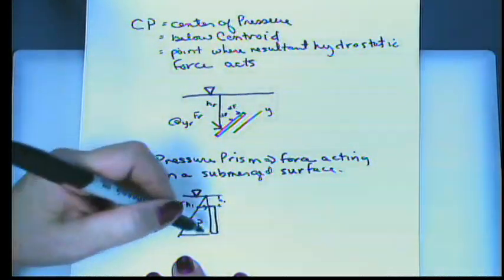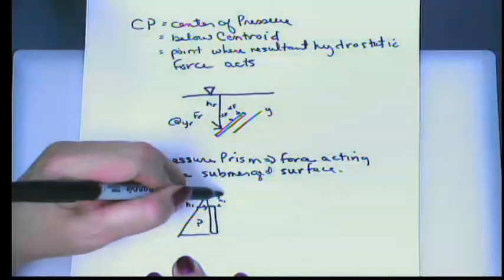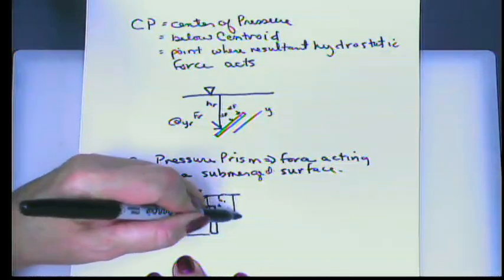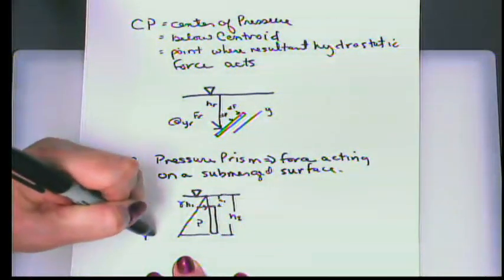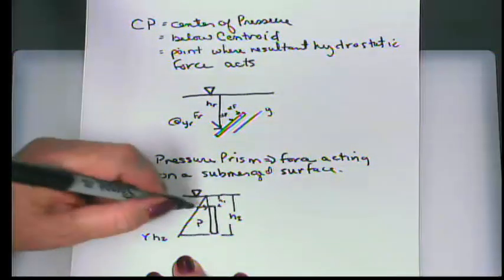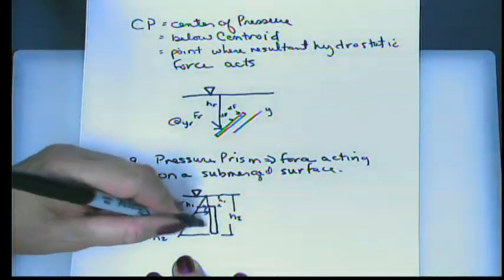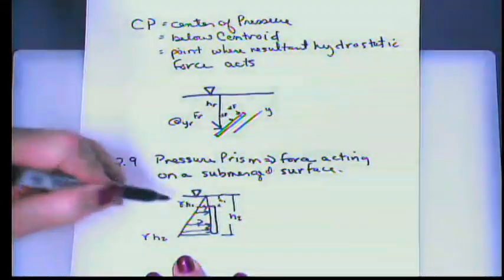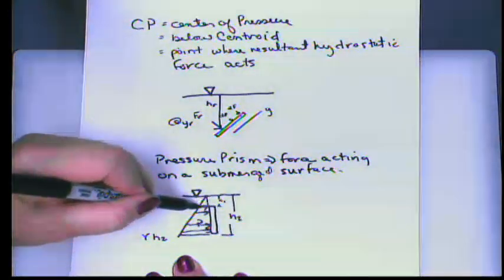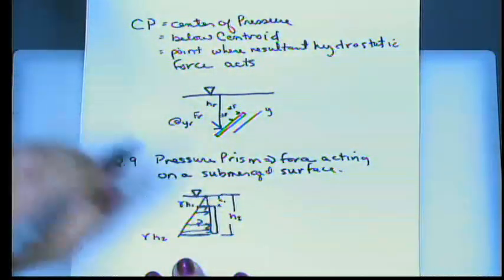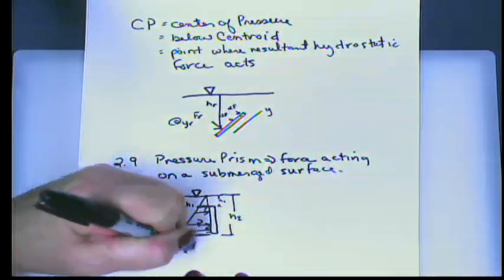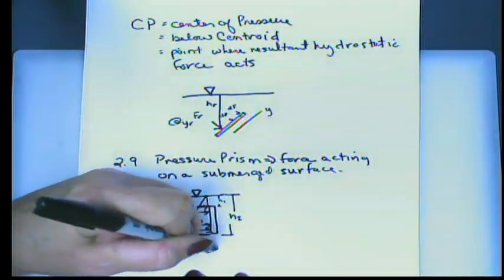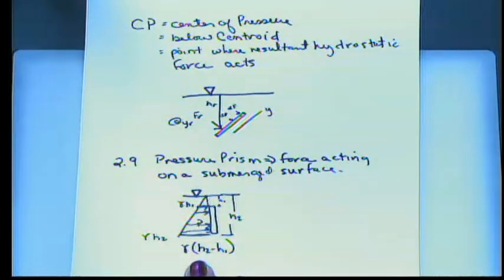Then down here, if we call this entire depth H2, the pressure down here is going to be gamma times H2, and the pressure prism, if we look at this, is going to start here and end here. In other words, it's not going to be pointy at the top, but it's going to have a magnitude equal to gamma times H2 minus H1. Right?